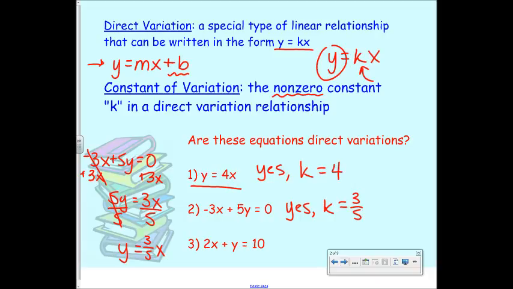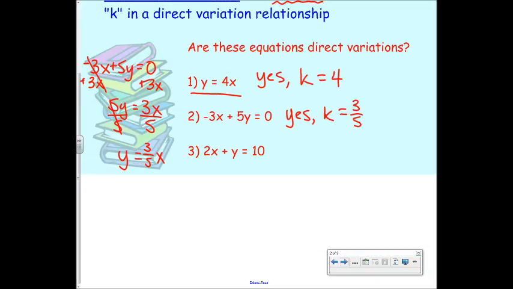So what do we need to do with number 3 first? Subtract 2x, minus 2x. What happens on the left side? Cancels out. What do you have left? Y equals, and then what happens here? Can you put these together? No, because this one has an x and the 10 does not. So how do I write that? 10 minus 2x. So is that direct variation? No, because it's not just something times x. It's got something else in it. So we would say this is not direct variation.